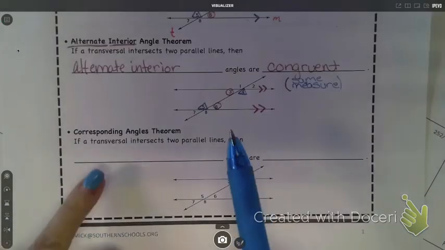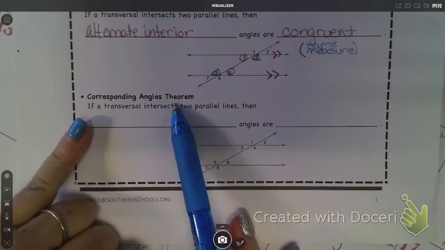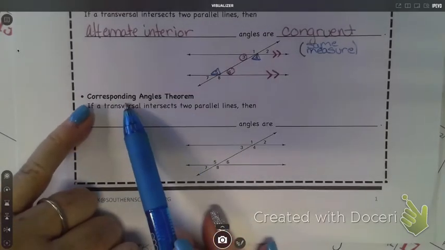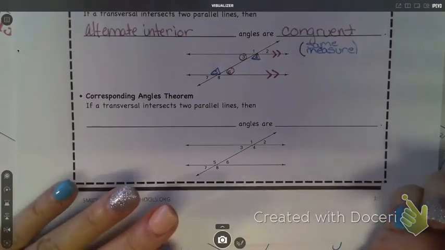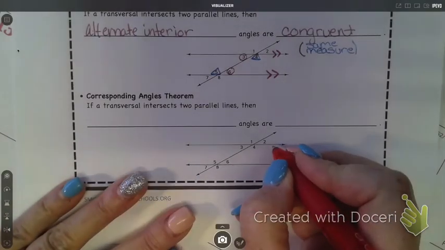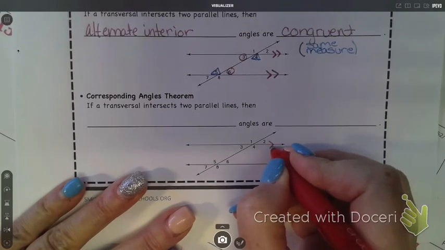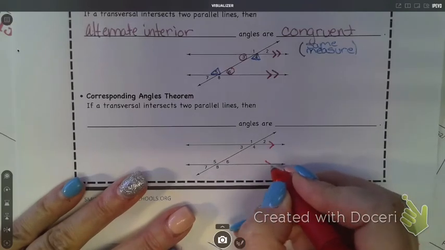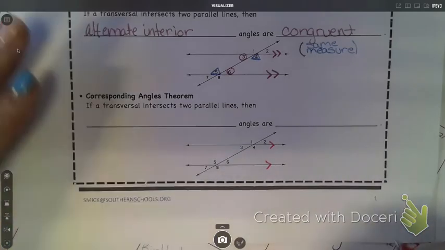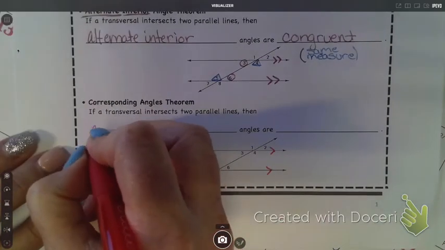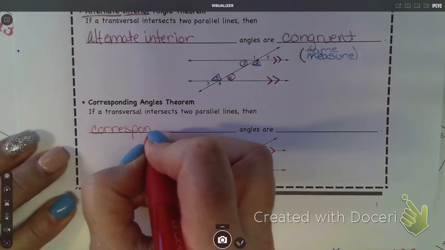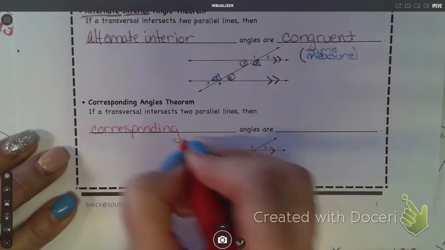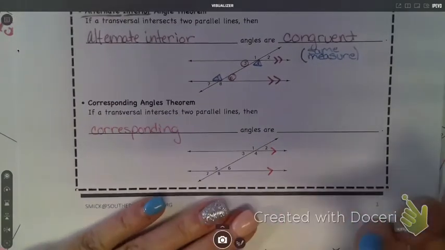Okay, so now we have the corresponding angles theorem. Corresponding means in the same place. So if a transversal intersects two parallel lines, what do we need to put on our lines? Arrows. Then corresponding angles are congruent.